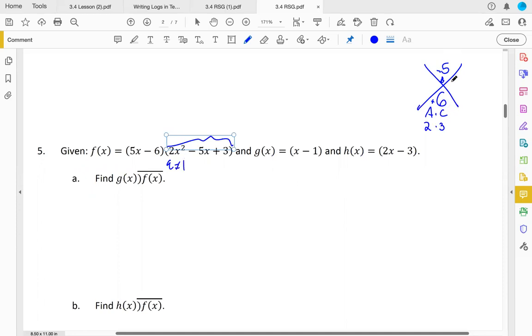So that's why we're putting in a little bit more work to figure out factors of 6 that add up to negative 5. It's going to be negative 2, negative 3. So now I can hop back here and say that although this is 2x squared minus 5x plus 3, I can also rewrite it as 2x squared minus 2x minus 3x plus 3.